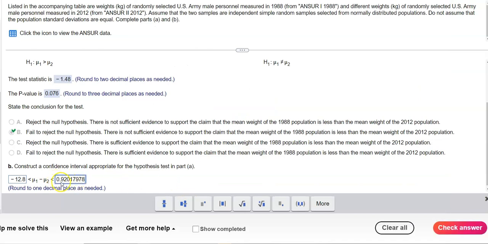One digit afterwards is a 9, and then the digit after that is a 2, which means you round down, leaving the 9 as a 9.